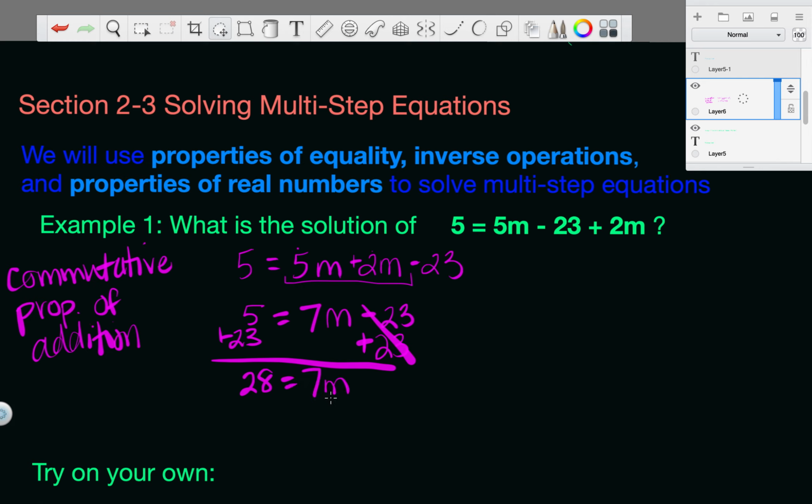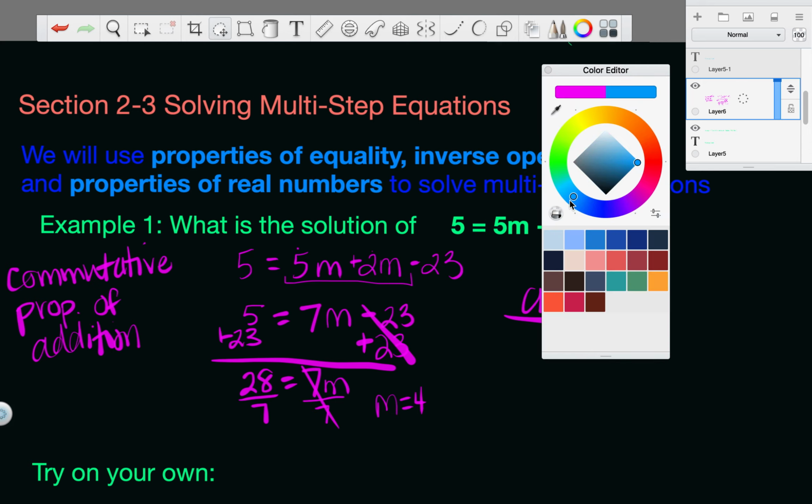7 and m, they are attached through multiplication. So the inverse operation of multiplication is division. And I'm left with m equaling 28 divided by 7, which is 4. Okay? So I'm going to encourage you guys on your own right now to first check this problem in pink, okay? Where m is 4, you're going to plug it back into the original equation.